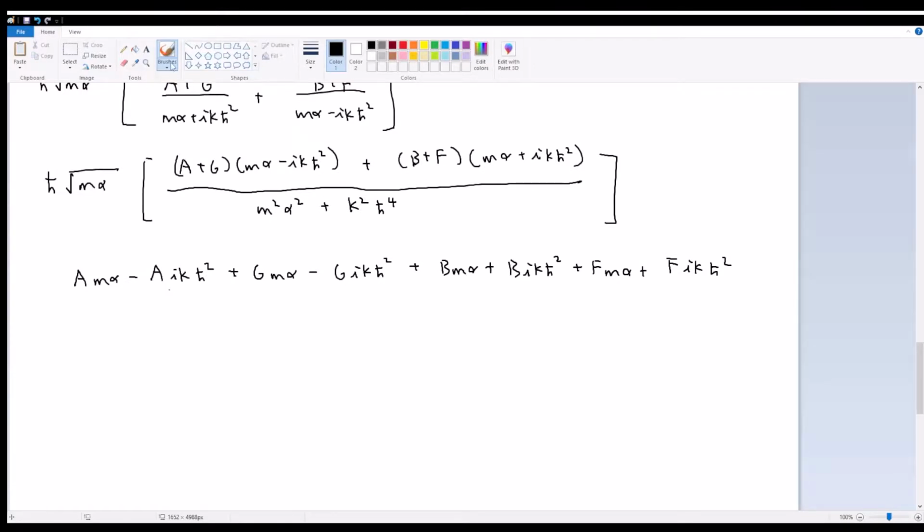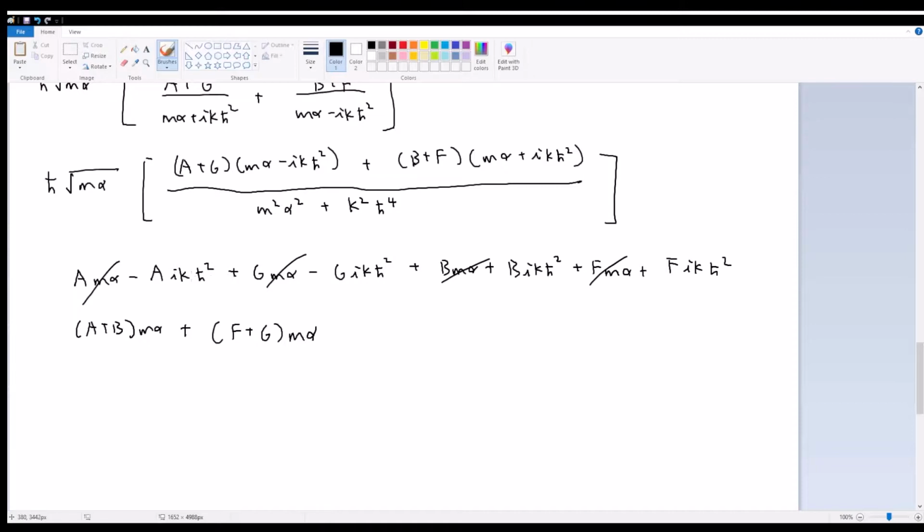So immediately I see a m alpha plus b m alpha. So this is going to give us (a plus b) m alpha. So that cancels out this term and this term. Immediately I also see g m alpha plus f m alpha. So this is going to be (f plus g) m alpha, and I'm going to cancel out these two.